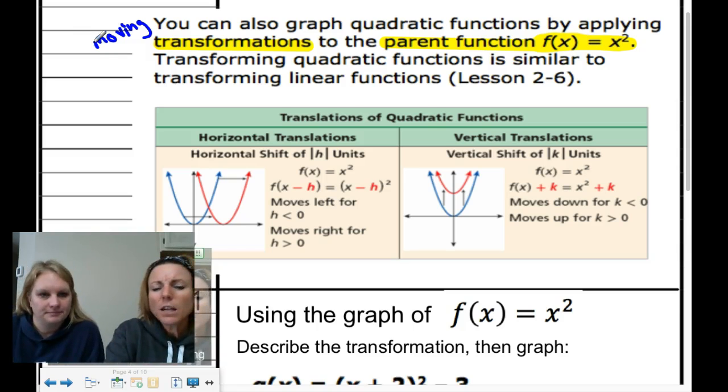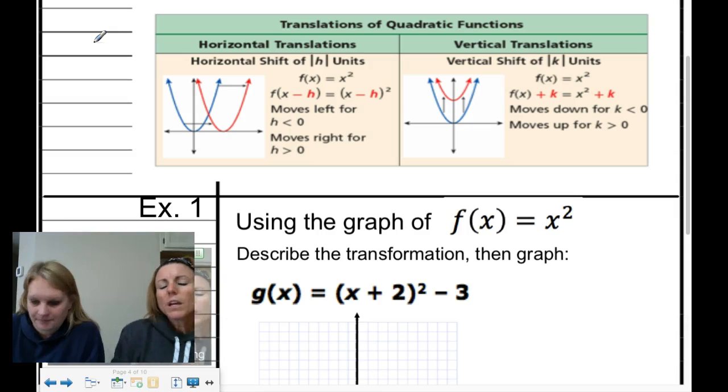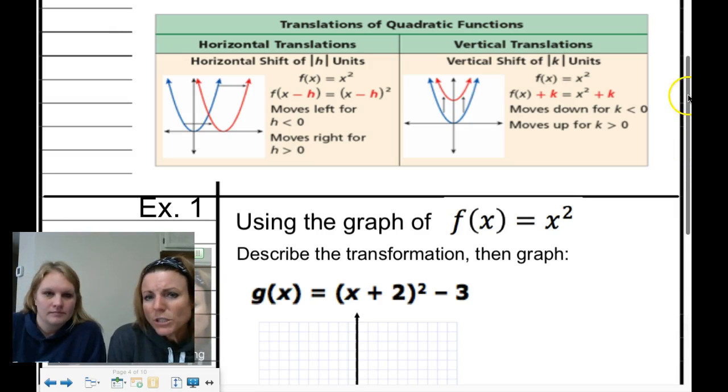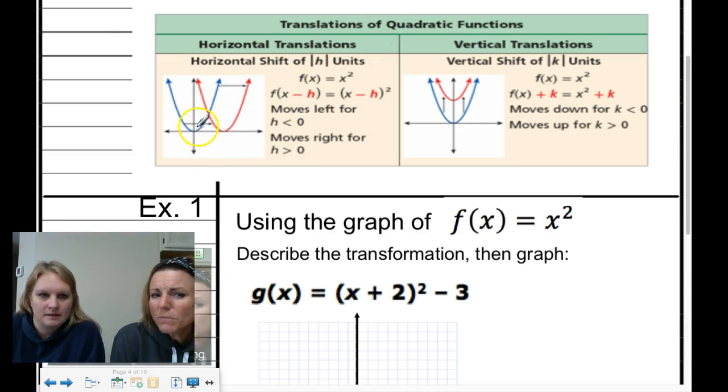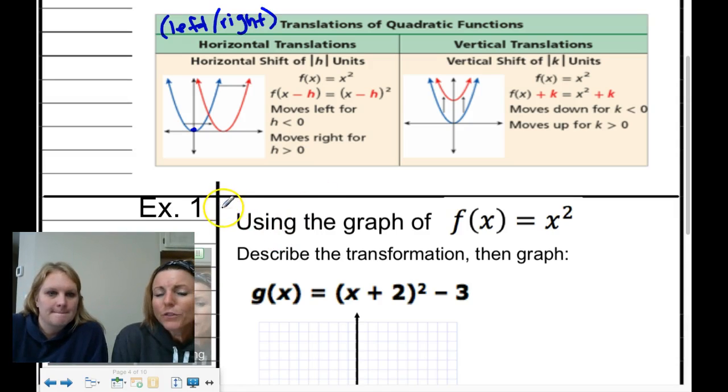Let's talk about this. I'm going to go a little slower here because we haven't covered this yet. We have horizontal translations and we have vertical. Horizontal means left or right movement. That's it. If you look at the graph, the blue is our parent function. That's what we start with at 0, 0. And the red is how we moved it.